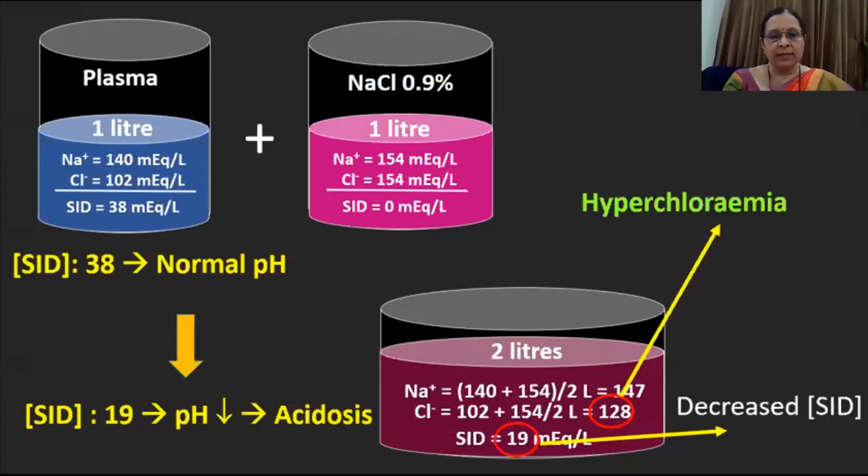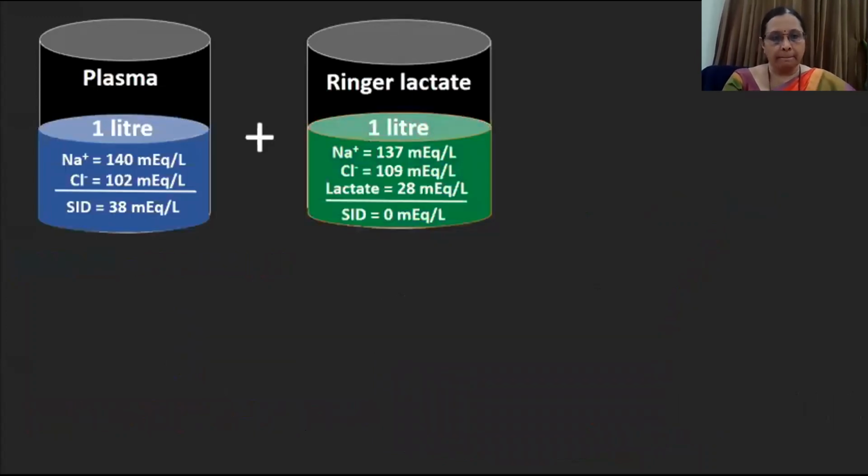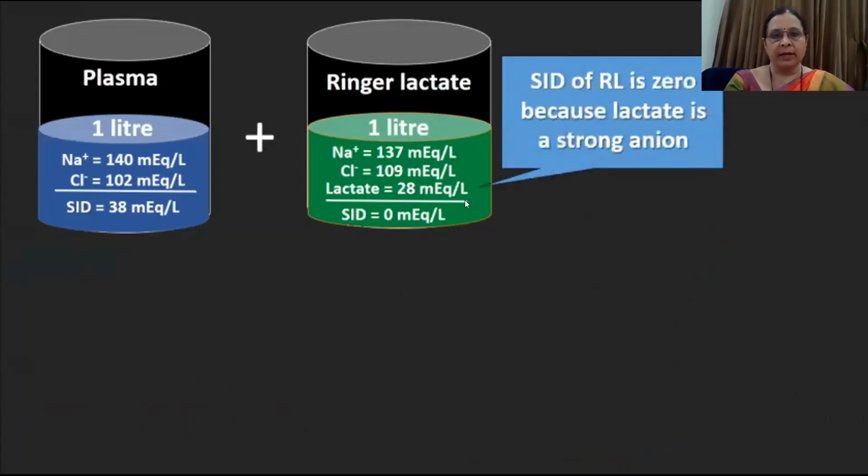Does that happen with Ringer lactate? For example, we have the same plasma there. Let's see Ringer lactate. You have sodium 137, chloride 109, and lactate 28 millimoles per liter. If you look at the SID, again like saline, it is 0. But remember, that is because lactate is a strong anion. SID of Ringer lactate is 0. In the plasma, SID is 38 as before.